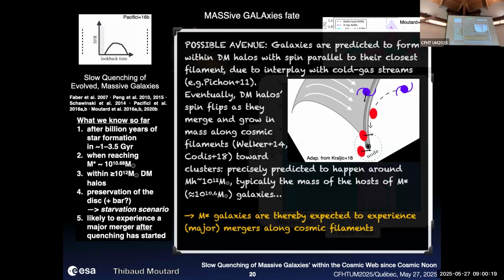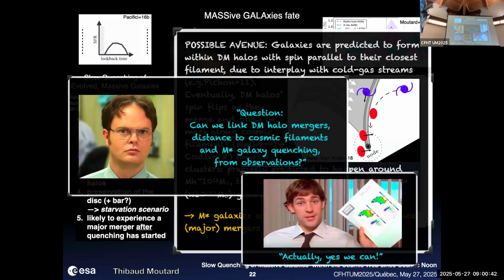But the thing is that this is simulations. So now we want to see if in observations we can try to validate this model. And the two things we want is that those galaxies should be close to cosmic filaments and they should experience mergers, or their dark matter halos should experience mergers. This is something we can do.